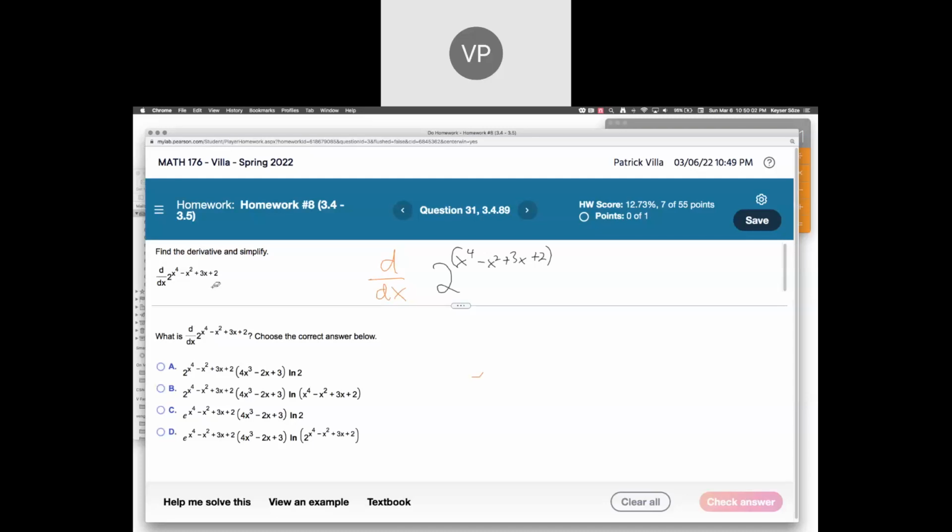Okay? So if you remember, normally it's 2 to whatever. So let's go over here. If I ask you to find the derivative of 2 to the x, you guys remember the rule is, well, it's 2 to the x times the natural log of 2. Remember that? So here it's the same thing. It's all of the same thing.